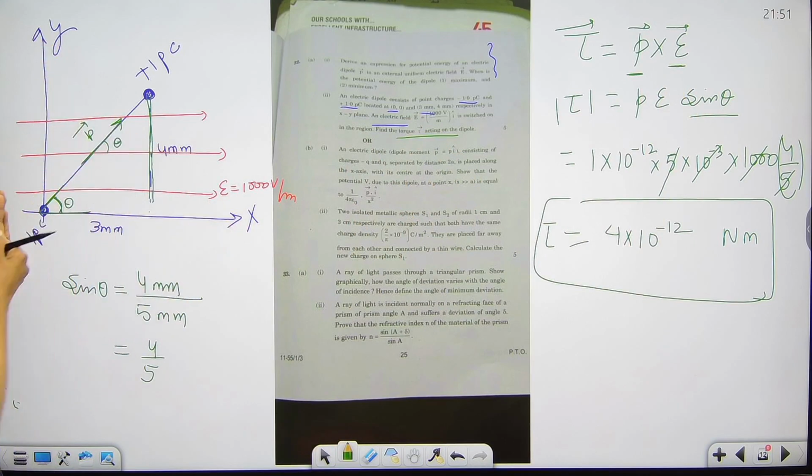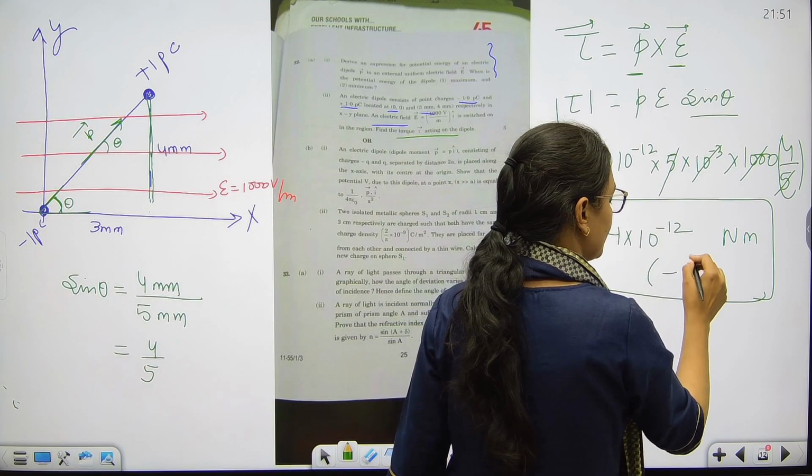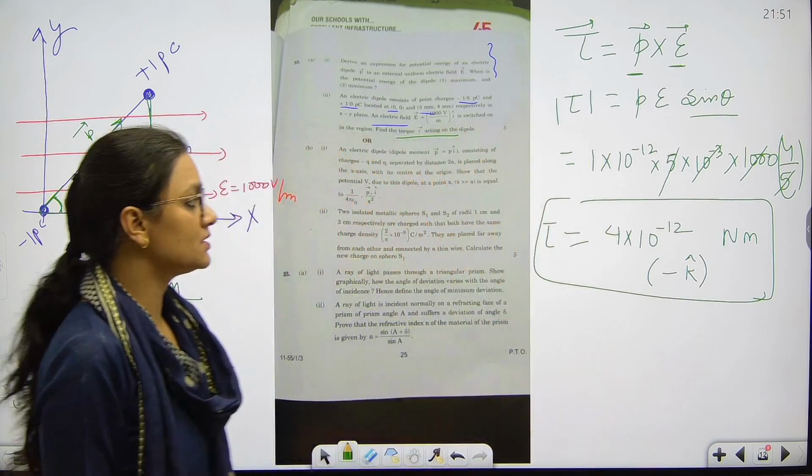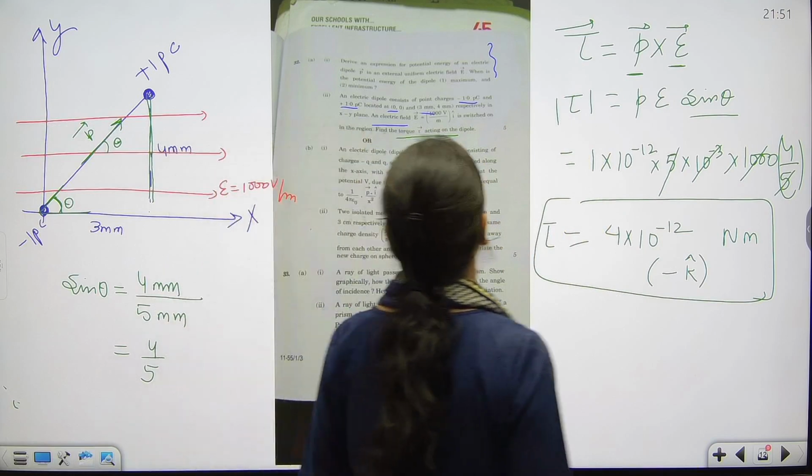X-axis, Y-axis, Z-axis outside, minus Z-axis inside. So the direction will be minus K cap. Very easy. You can easily do it without using any vector. You can directly do this particular question.